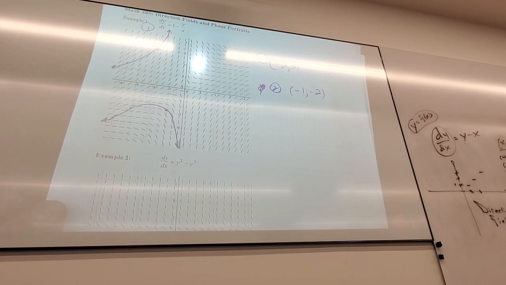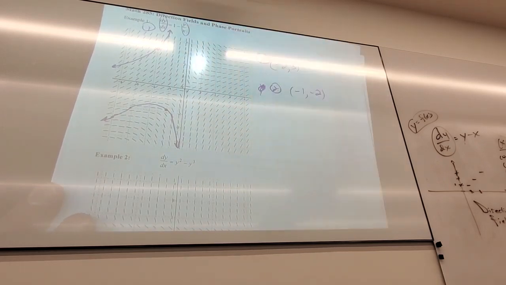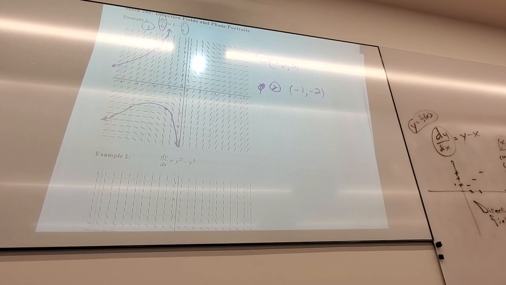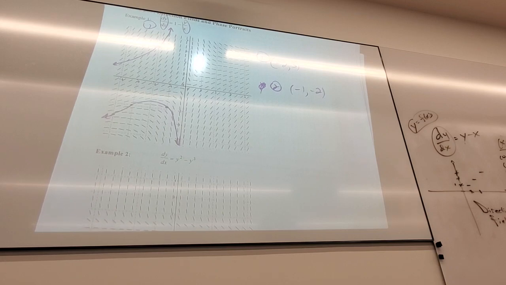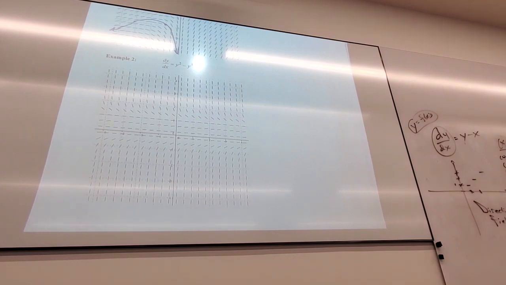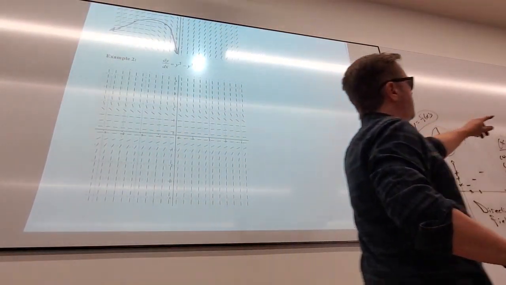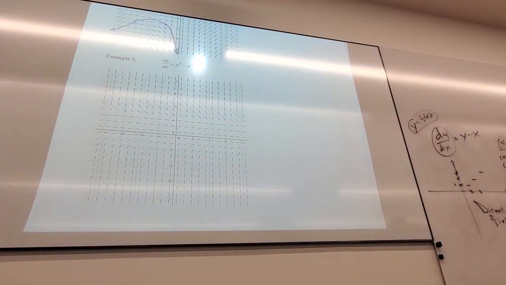You guys kind of get the idea? Do you notice how this direction field is dependent on both x and y? What is different about example 2? It's only dependent on y. So can anyone identify something about this picture that I can maybe shortcut some of the work I have to do?